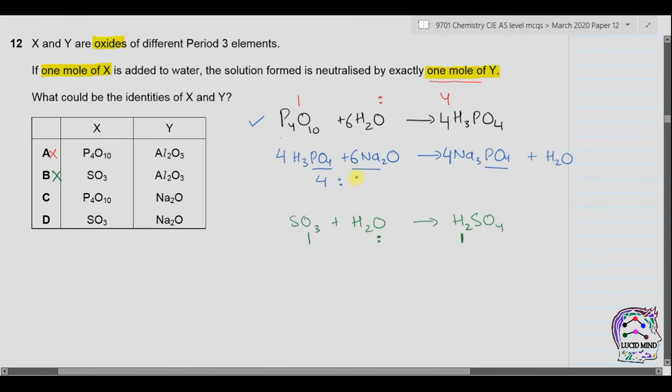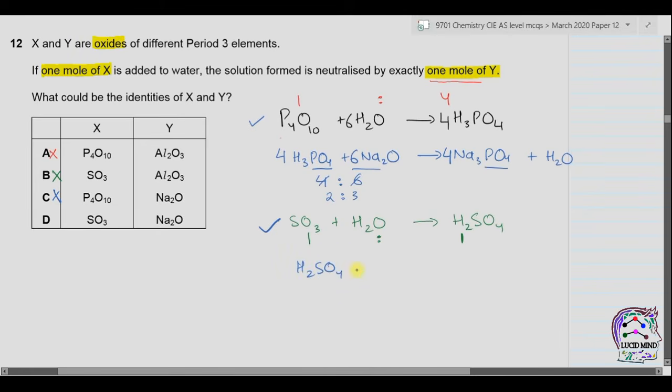The ratio is 4:6 or 2:3. Again it is not a 1:1 ratio, so C is also wrong. Now coming to part D, we have sulfur trioxide which reacts with water to give sulfuric acid, and the ratio of reactant and product is 1:1.